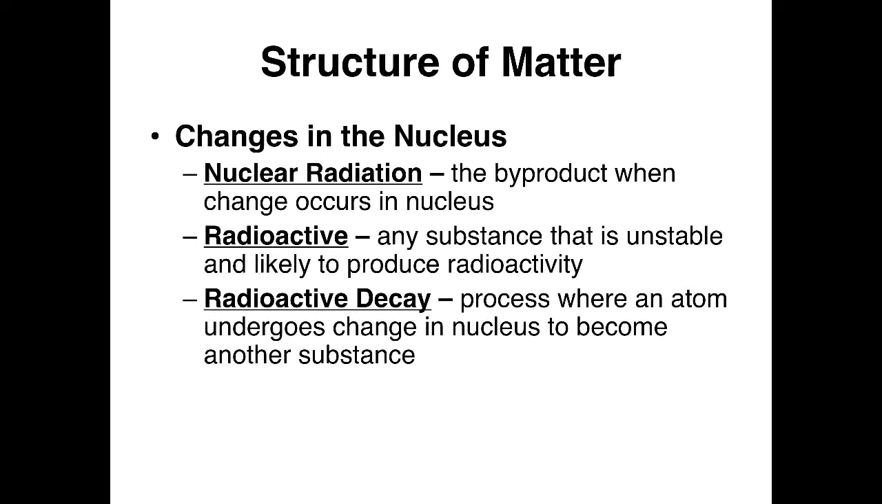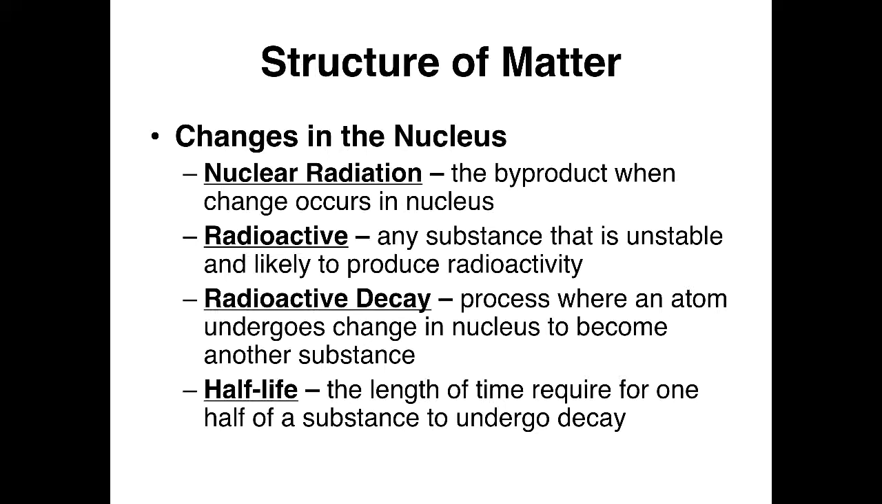So for example, uranium-238 goes through a series of nuclear changes and becomes another element, uranium-235. Or it can go on and become yet another element, a simpler element. The half-life of any radioactive element is the time it takes for 1/2 of the substance to undergo radioactive decay.